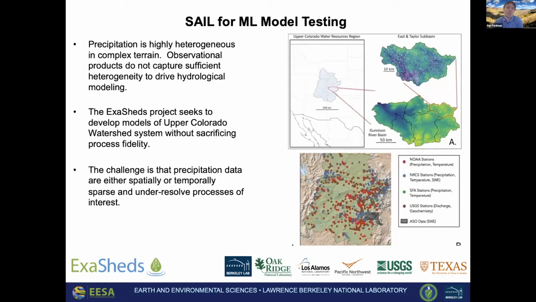The ExoSheds project is something that is just starting up at Berkeley Lab, and it's seeking to develop models of the Upper Colorado River water system without sacrificing process fidelity, and is trying to wrestle with the fact that the precipitation data are either spatially or temporally sparse and under-resolved. These plots show the watersheds that the ExoSheds project is seeking to measure and model, and a number of the station observations over here. And here are the labs and universities that are participating in the ExoSheds project.